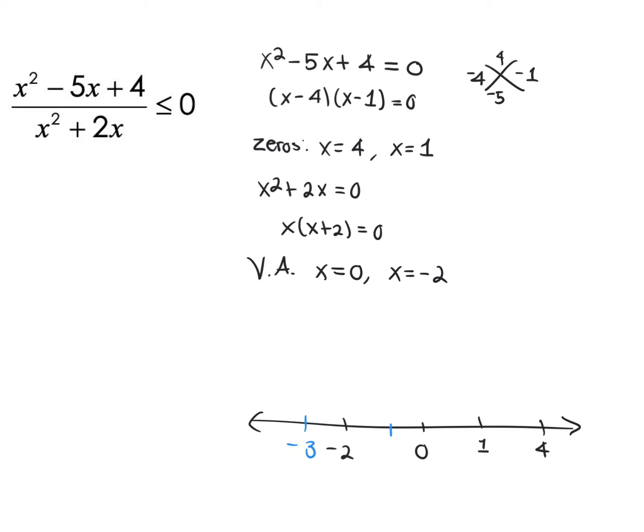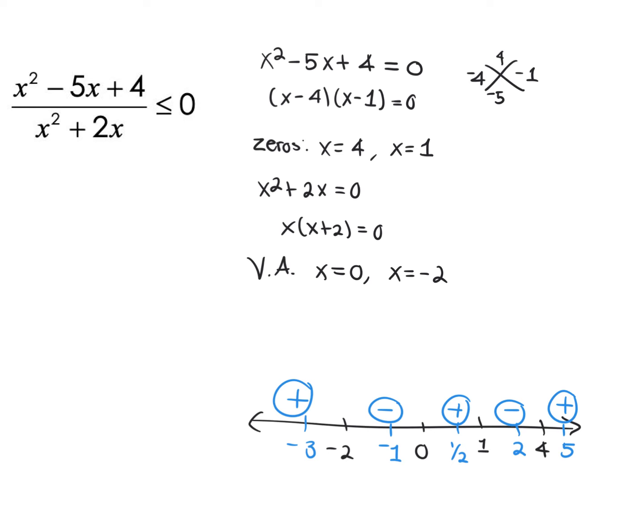-3, -1, 1/2, 2, and 5. So at 5, the graph is going to be greater than 0. At 2, the graph will be less than 0. At 1/2, the graph will be greater than 0. At -1, the graph will be less than 0. And at -3, the graph will be greater than 0.